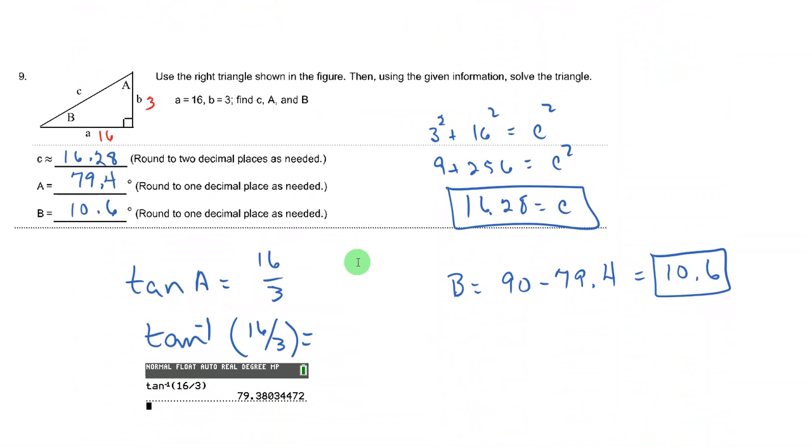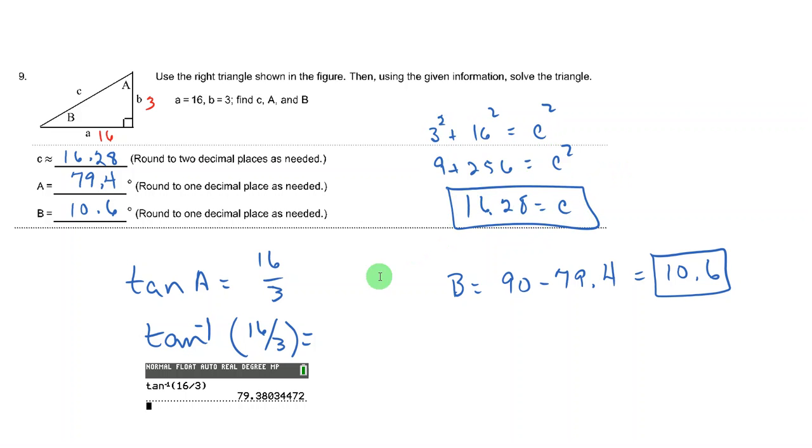All right, number 9. For number 9, we are only given one. Do we have one angle? We only have the right angle, and we're given A is 16 and B is 3. So this is a little different. We can find side C by doing Pythagorean. 3 squared plus 16 squared equals C squared. And we get that, take the square root, you get 16.28.